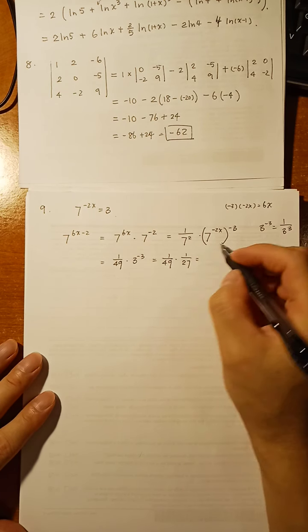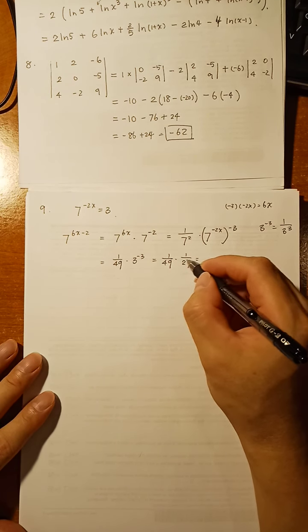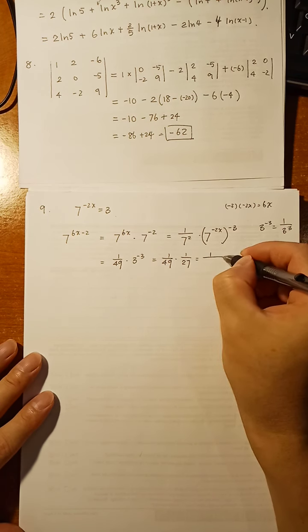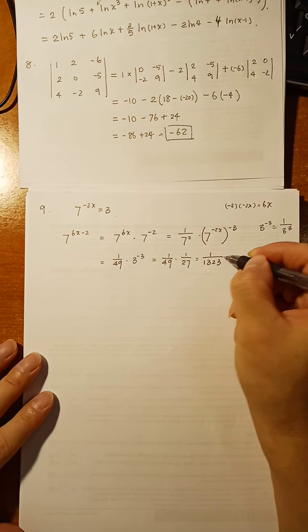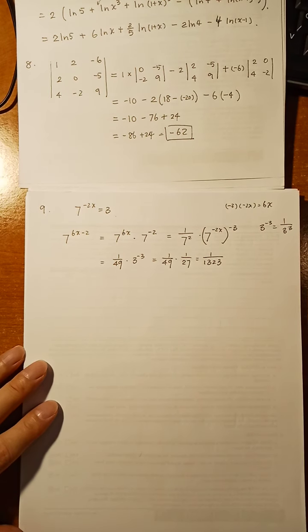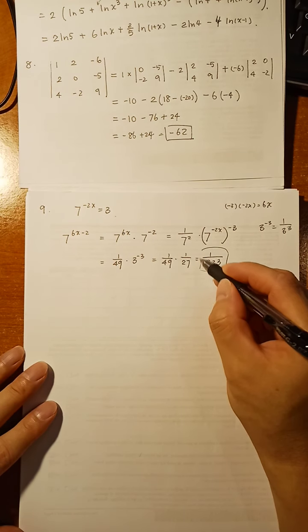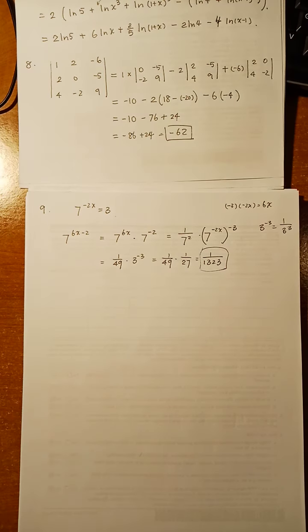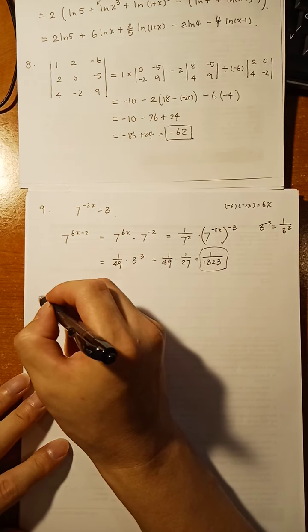And then you're going to have 1 over 49 times 1 over 27. 1 over 49 times 1 over 27 is 1 over 1,323. So the correct answer should be this. All right. So problem 10.